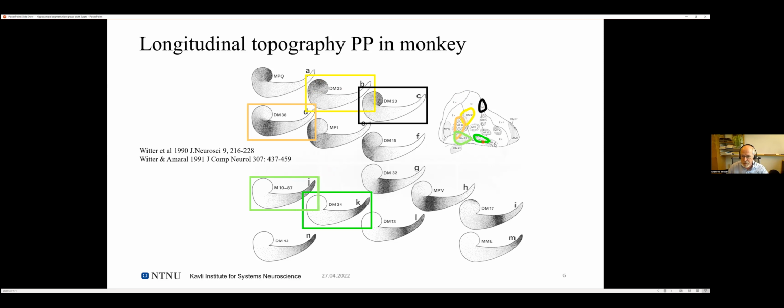And if you move more laterally, you see that it terminates in the more posterior part of the hippocampus. So this is really to emphasize that there is this beautiful longitudinal topology: if you move from here to there, you go from here to there. So from anterior hippocampus to posterior hippocampus in primates.